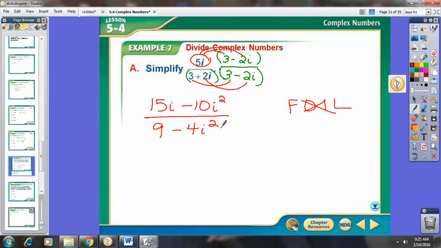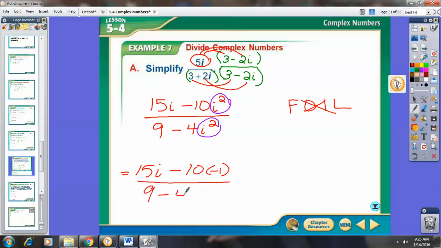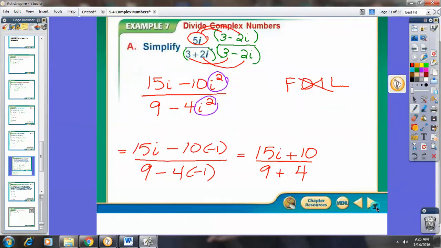Is there anything we can do to simplify this? We can put in negative 1. So let's turn the i squareds into negative 1. We've got 2 of them. So we have 15i minus 10 times negative 1, and 9 minus 4 times negative 1. So we have 15i plus 10 and 9 plus 4. 15i plus 10 divided by 13.